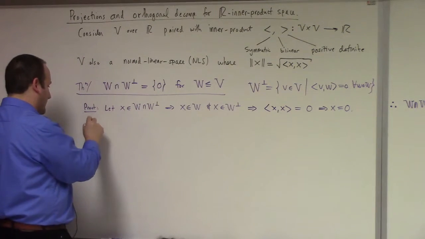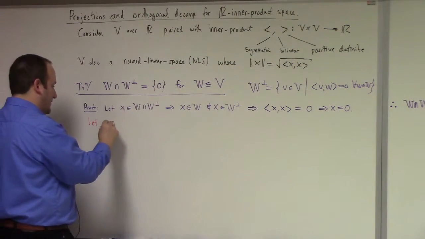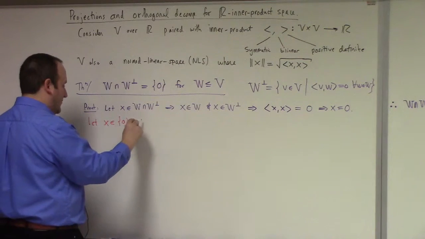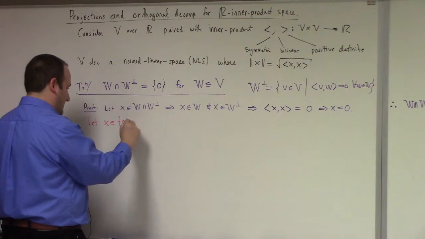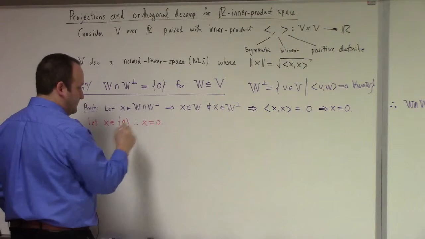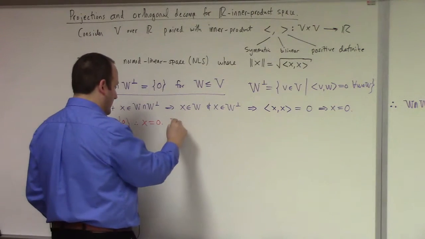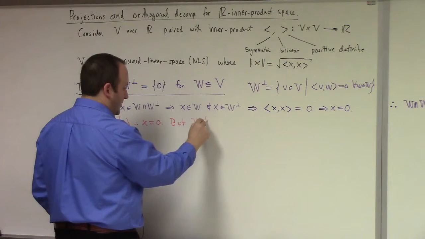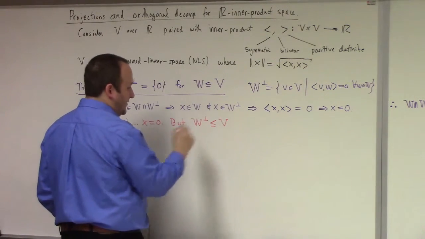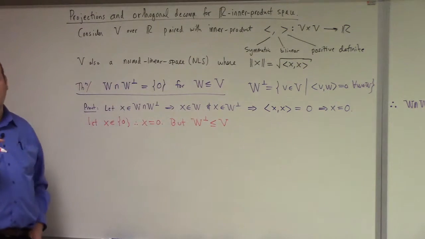Let x be an element of the 0 set, which is a stupid way of saying what? x equals 0, right? But W perp is a subspace of V. We proved that the other day, remember? That's the one we did prove.